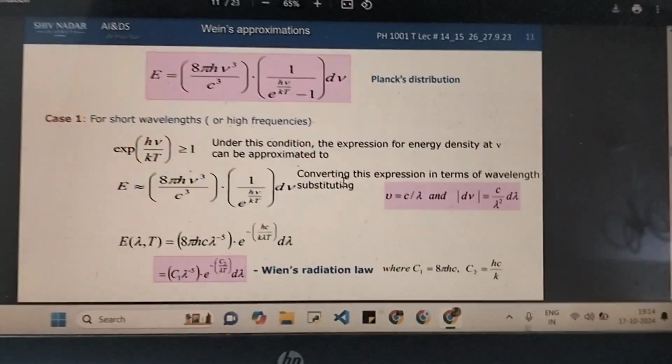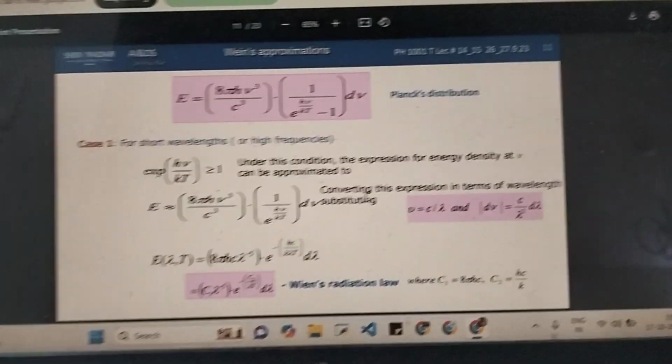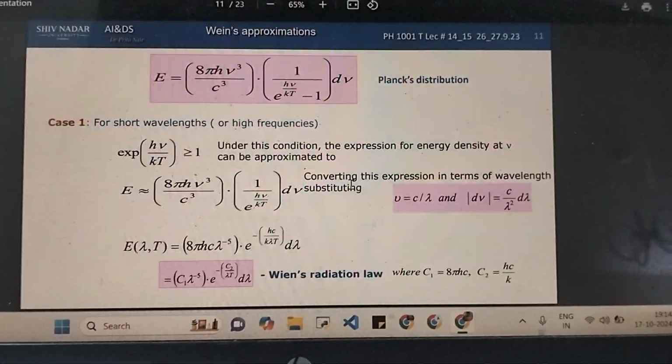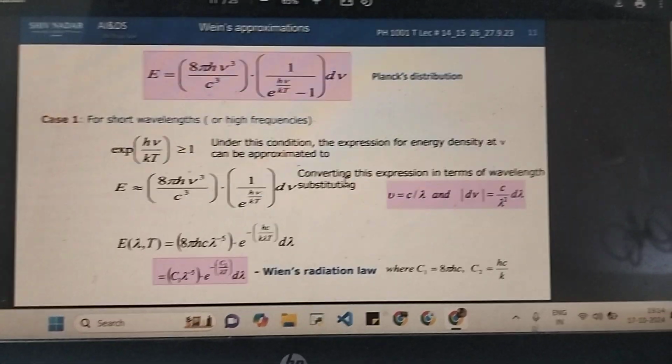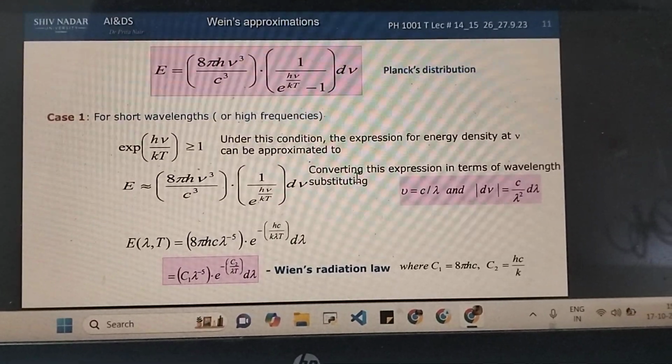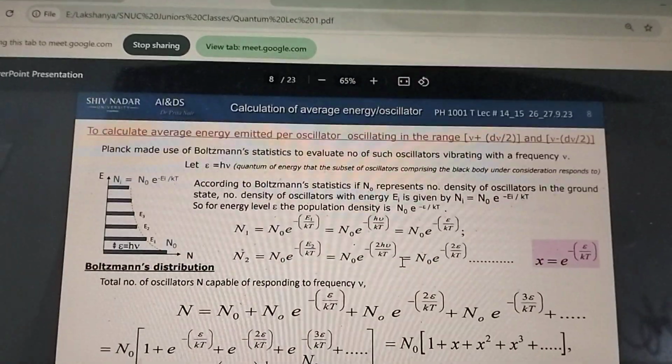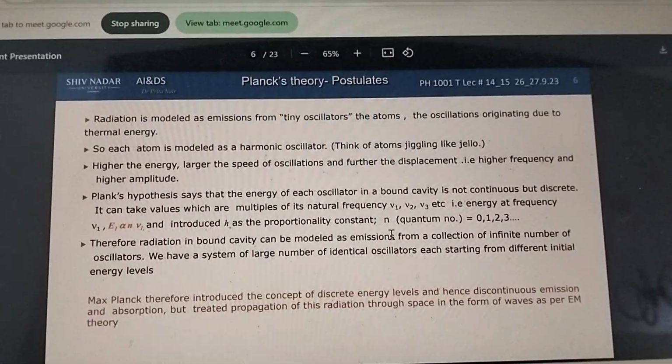Final things which we need to look at in this segment. So before starting Planck's approach, we saw that Wien came up with one expression and Rayleigh-Jeans came up with one expression. We saw that Wien's approximations, wait, I'll show you the slide.